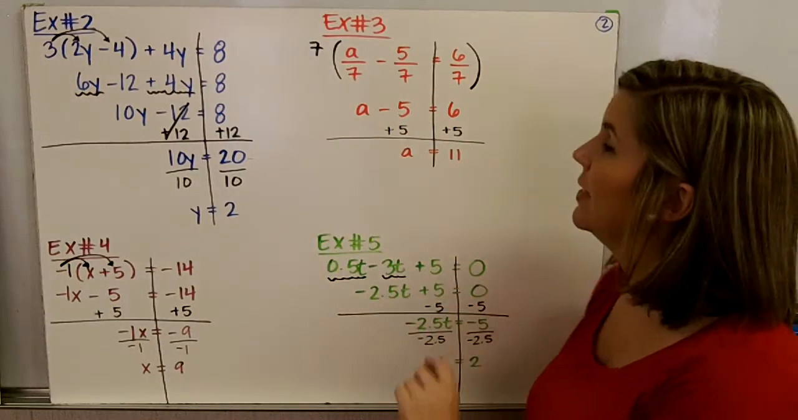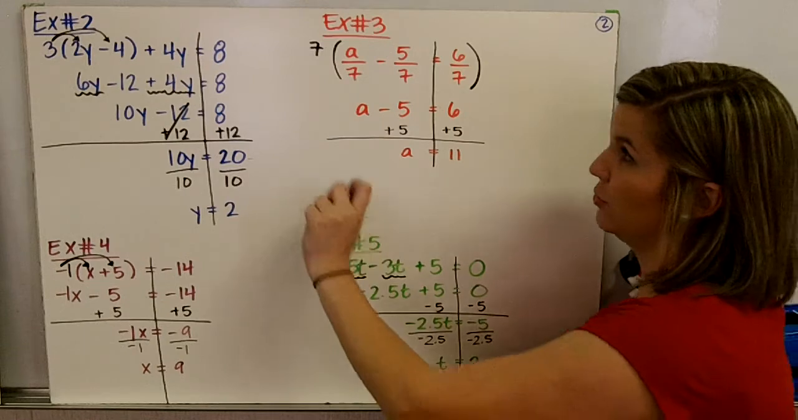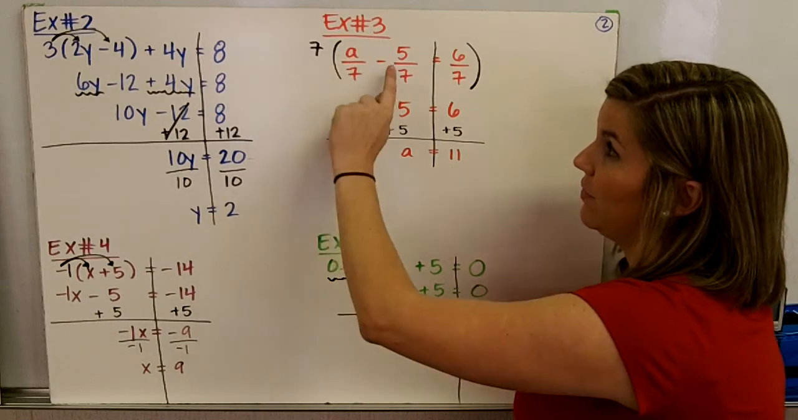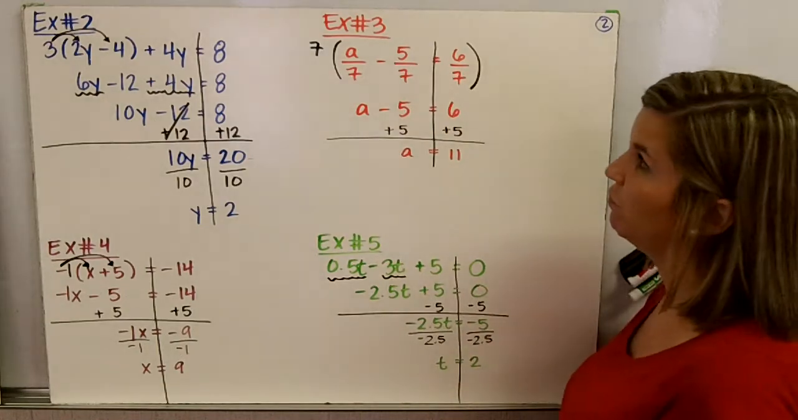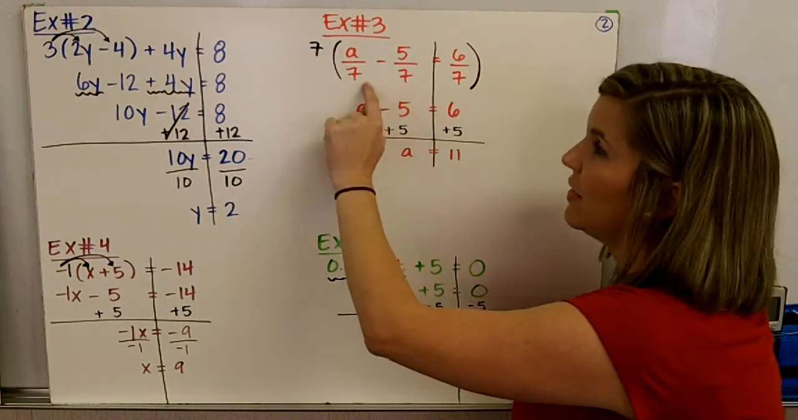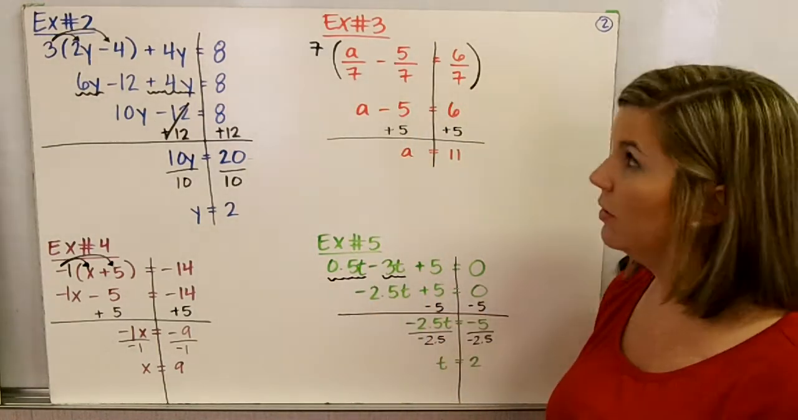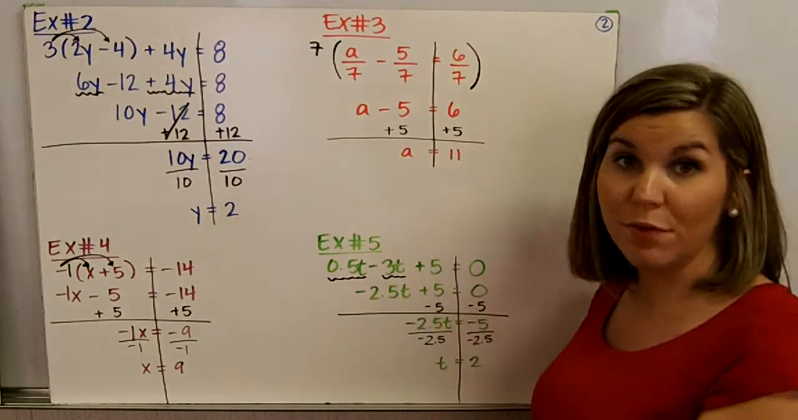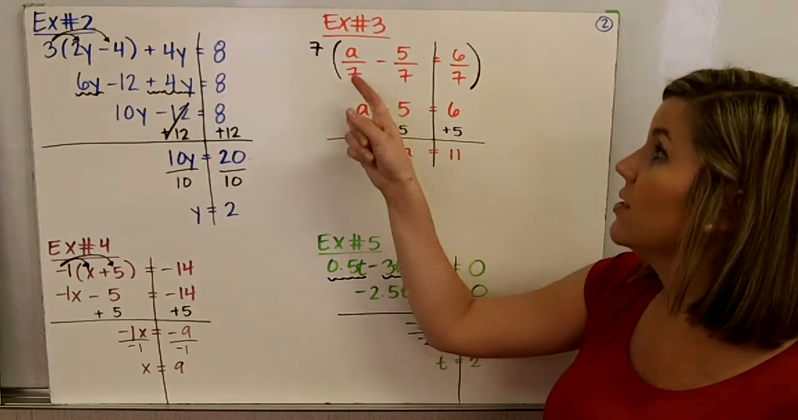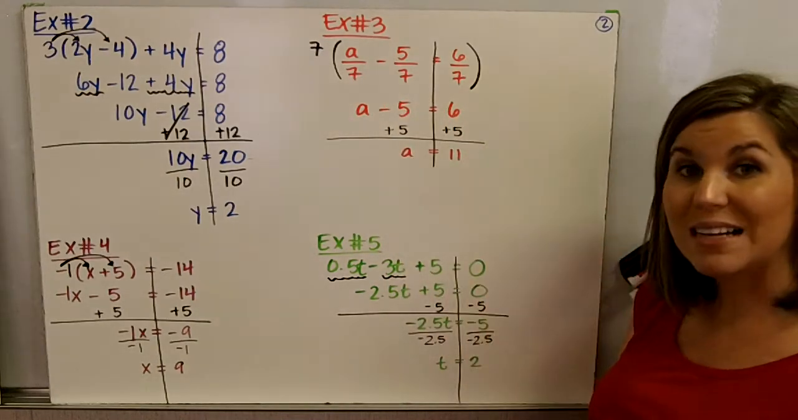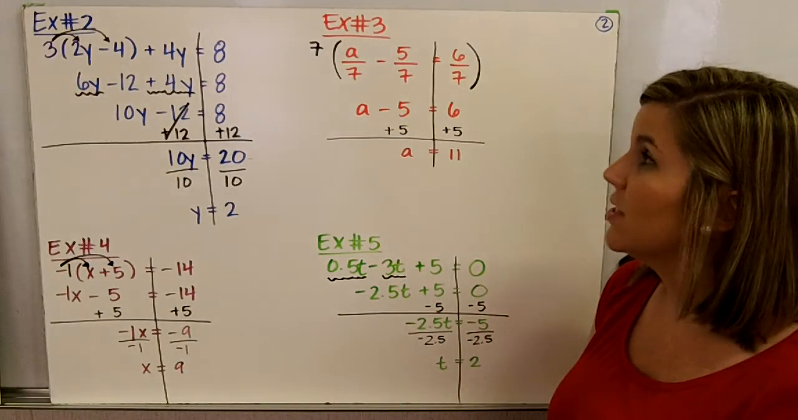Example number 3. What you see in red is the original problem: a divided by 7 minus 5 divided by 7 equals 6 divided by 7. They all have a common denominator of 7. So get rid of the fractions. There's no parentheses, so we're on to step 2. Clear the fractions. Multiplying everything by 7 will make the fractions disappear.